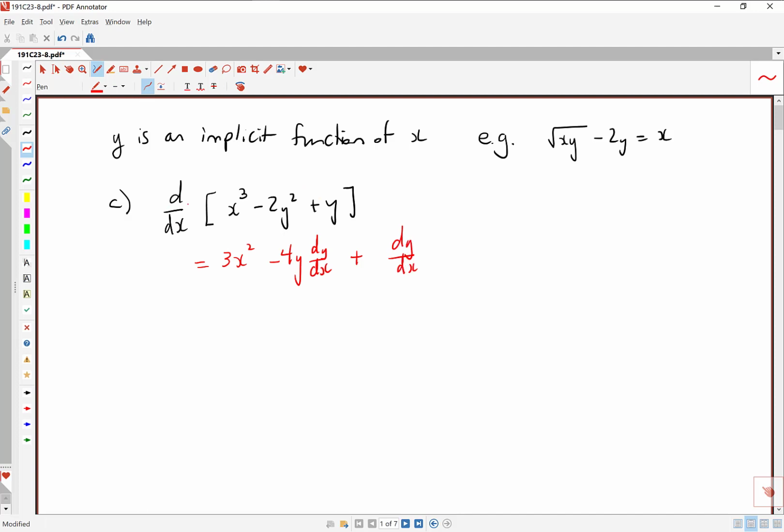Or you could think about it according to our rules. You'd say, well, derivative of the outside function is 1. So you'd take that 1, and then because that was a y term, multiply by dy by dx. So two ways of thinking about that. Either way, that last term just becomes plus dy by dx. Okay, so let's try one more like that.